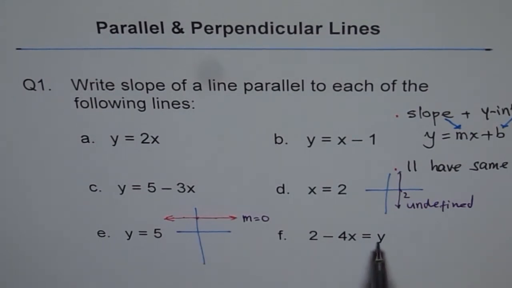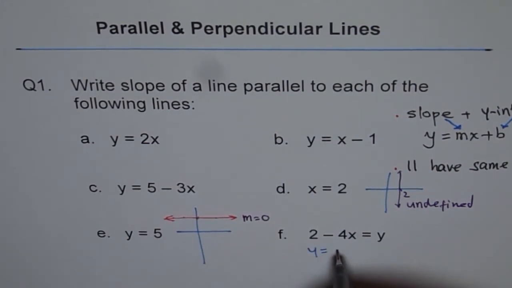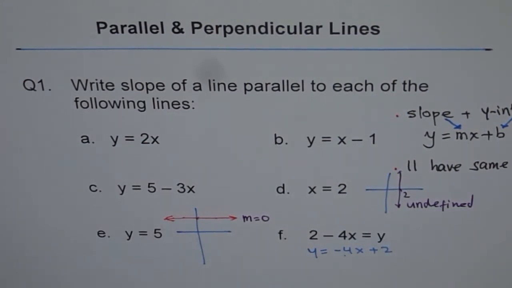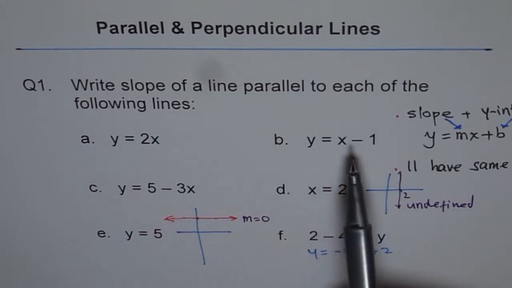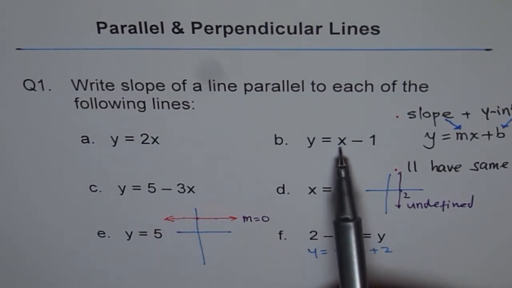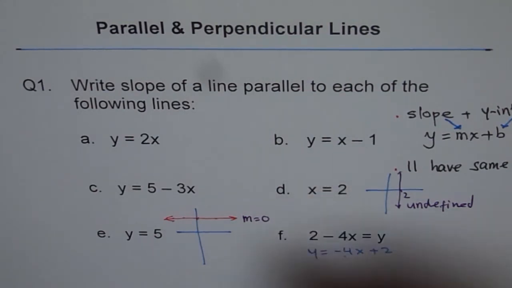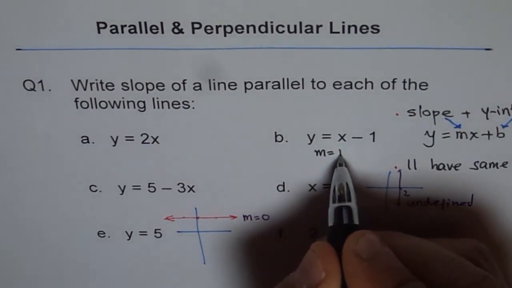This line is written with y on the right side, but equal to means one and the same thing. So this is the same as y equals minus 4x plus 2, and now you know the slope is minus 4. And here, what is the slope? What is the coefficient of x here? The number which comes before x is called the coefficient. If nothing is written, it is 1. Therefore, the slope of this line is equal to 1.